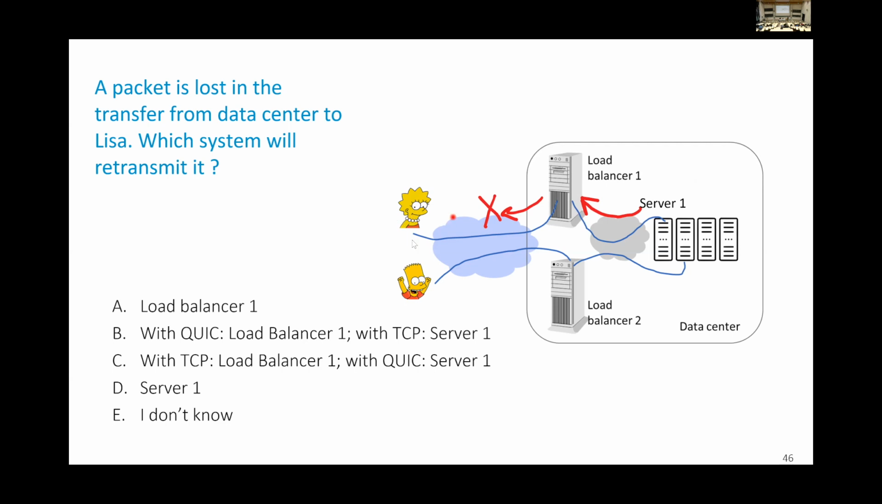And the correct answer is A, the load balancer one. So even though the traffic might be going apparently from the system that provided the answer, it's relayed here at the application level. And since it's relayed at the application level, there are two TCP connections or two QUIC connections. It doesn't change anything here. So the retransmission will be done by this.